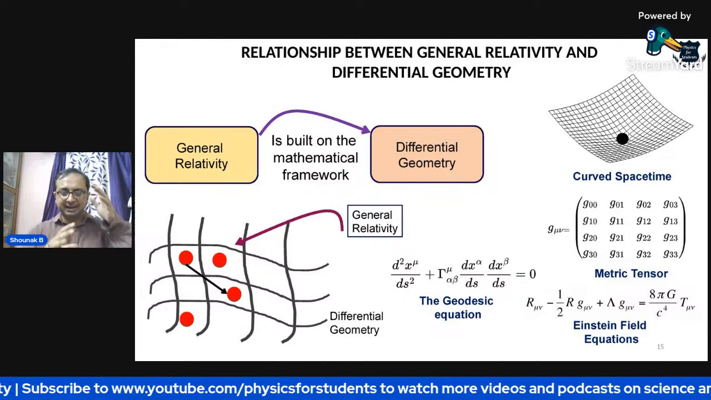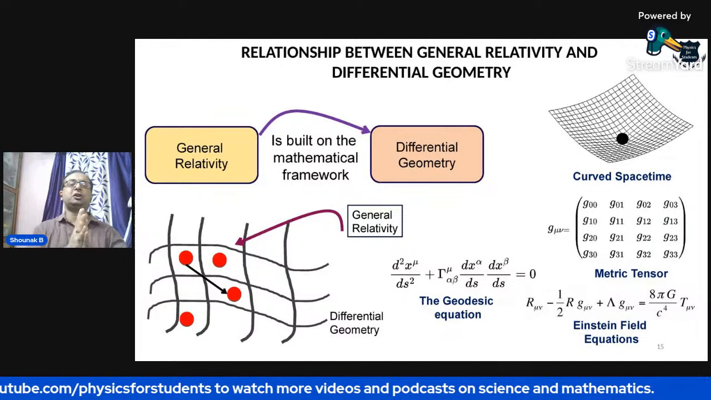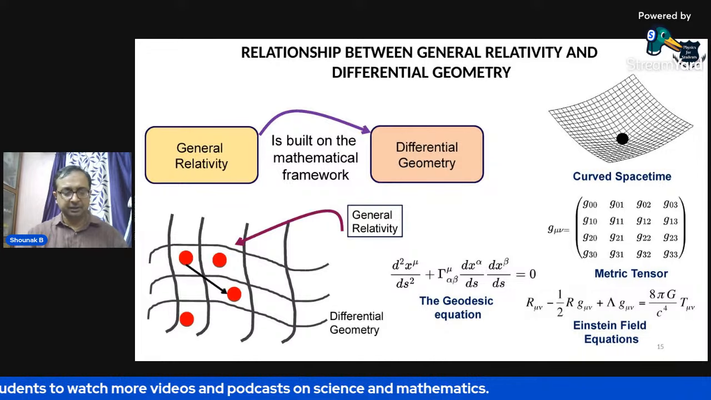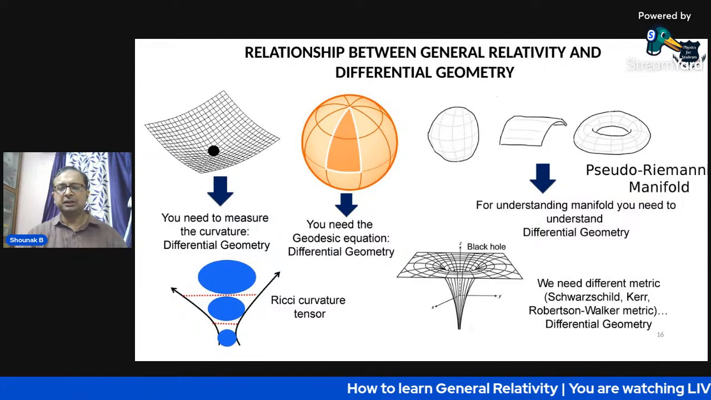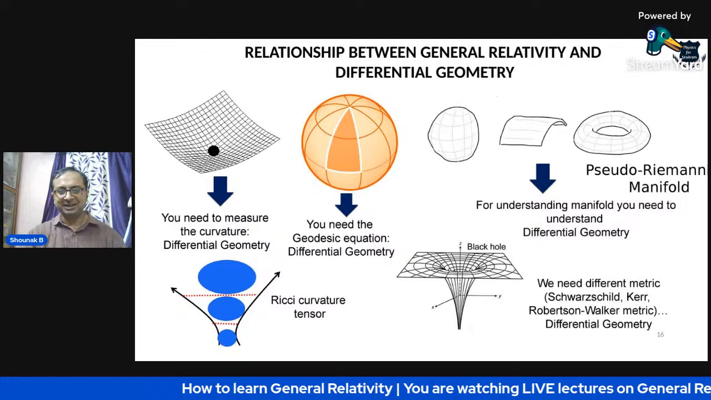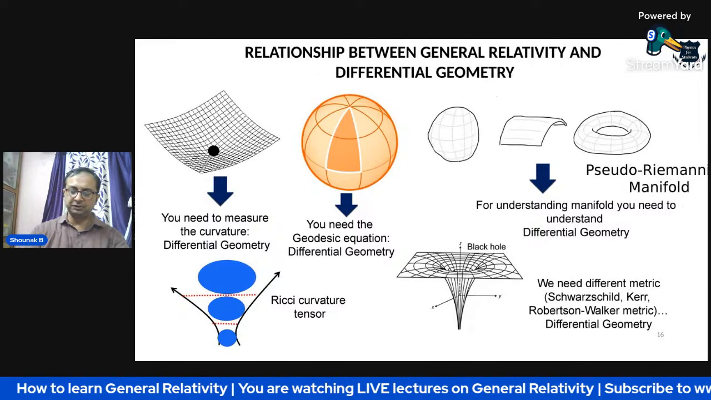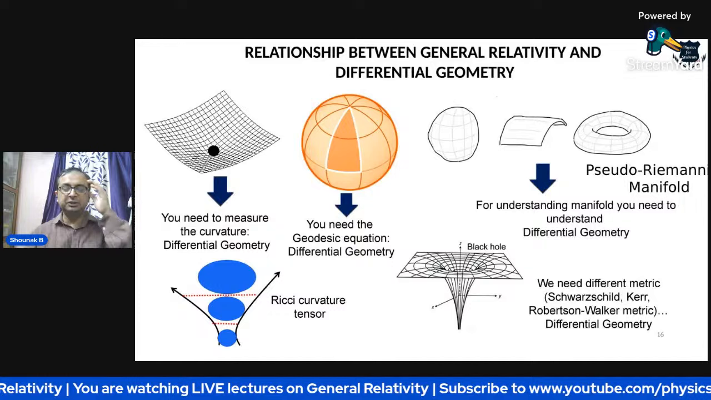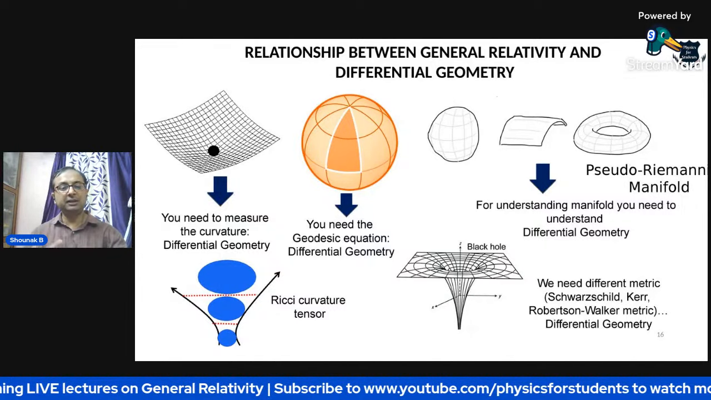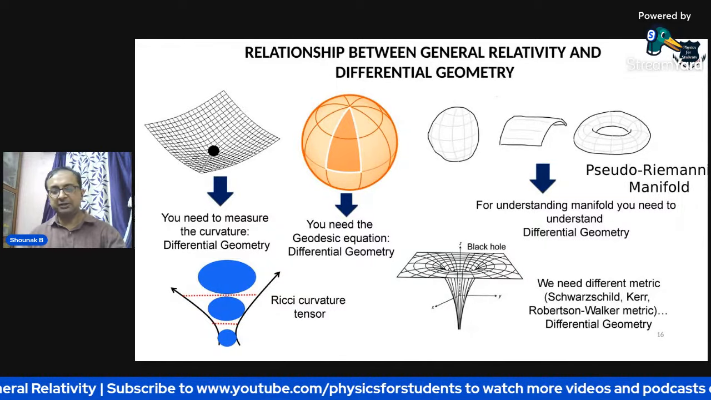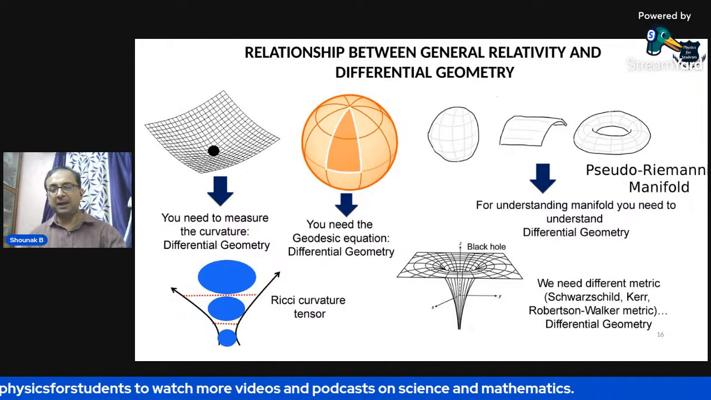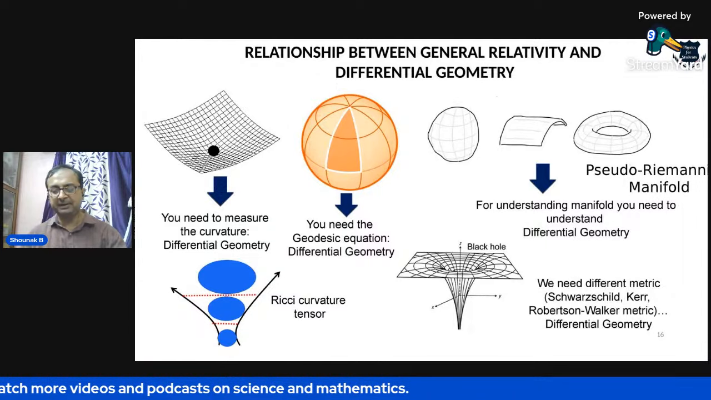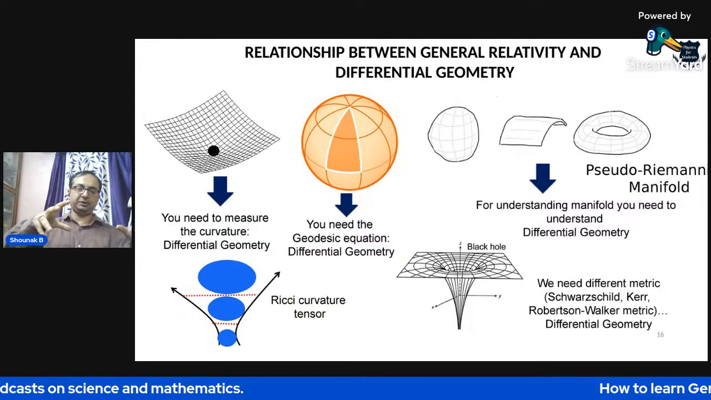So here you see that the entire idea is building on differential geometry, nothing else. Physics would come much later. But first come the mathematics, differential geometry. You can just say that Shounak sir is just talking rubbish. How would it happen that there is a relationship between differential geometry and relativity? You see here, to measure curvature, we need DG. For the geodesic equation, we need differential geometry. For understanding manifolds, we need differential geometry. For the Ricci curvature tensor, we need differential geometry. For black holes, the Schwarzschild metric, the Robertson-Walker metric, we also need differential geometry.